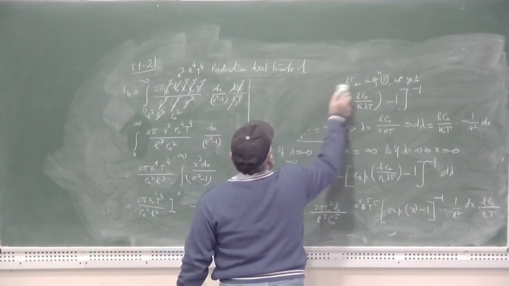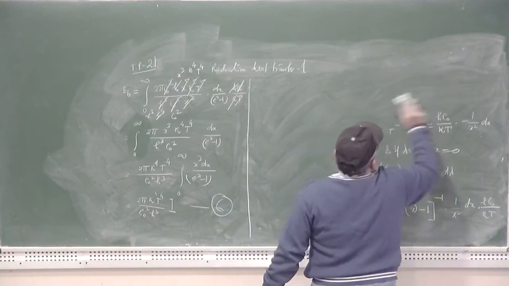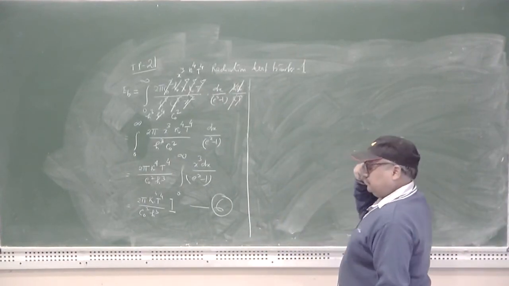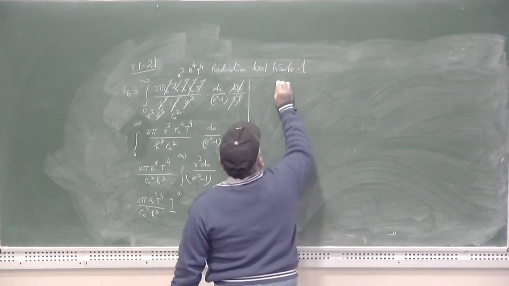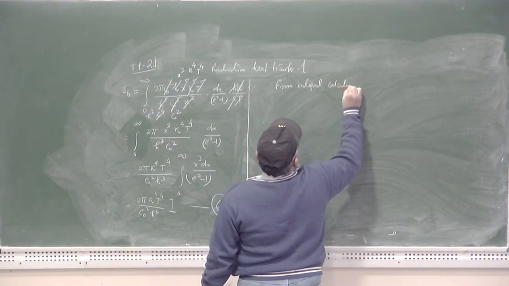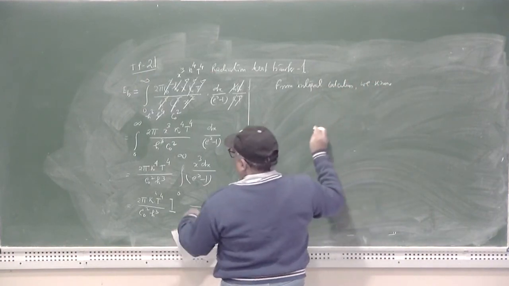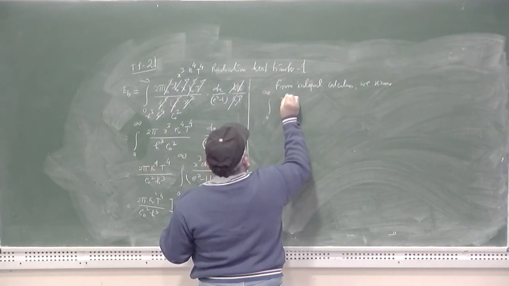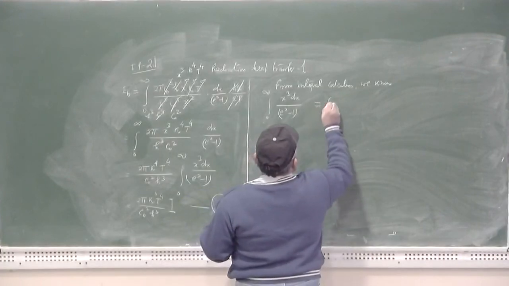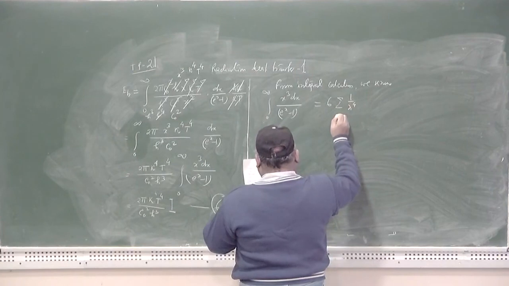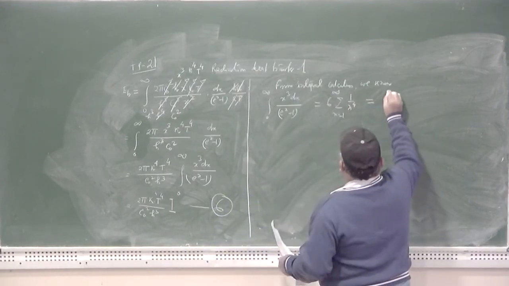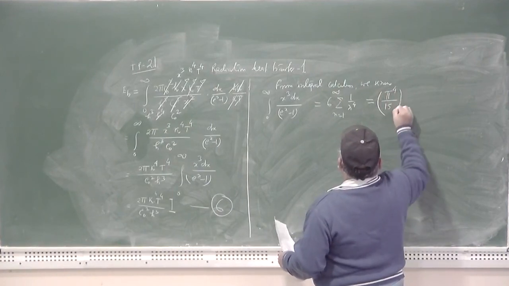Now, from the principles of integral calculus, we know the value of this infinite integral x cube dx divided by e to the power x minus 1. That is equal to 6 summation 1 divided by n raised to the power 4, value of n from 1 to infinity, and if you carry out the sum of this infinite series, this is pi^4 divided by 15.